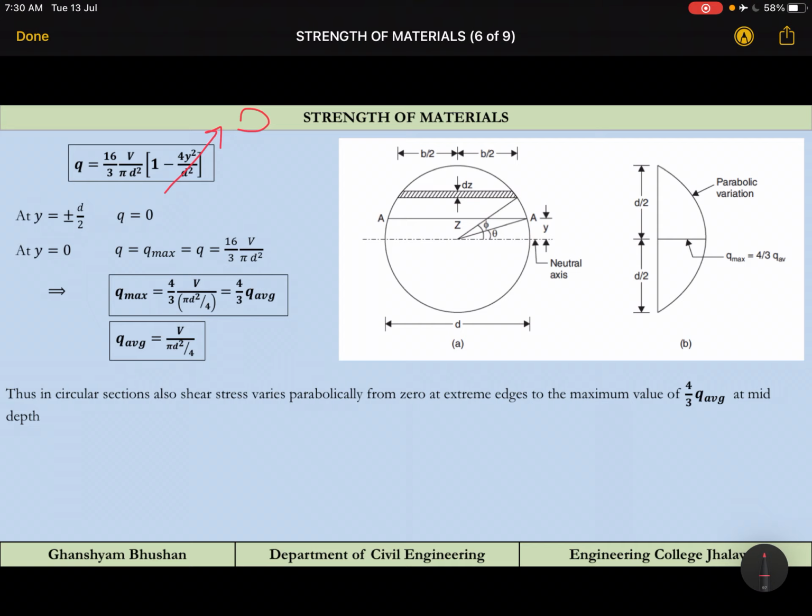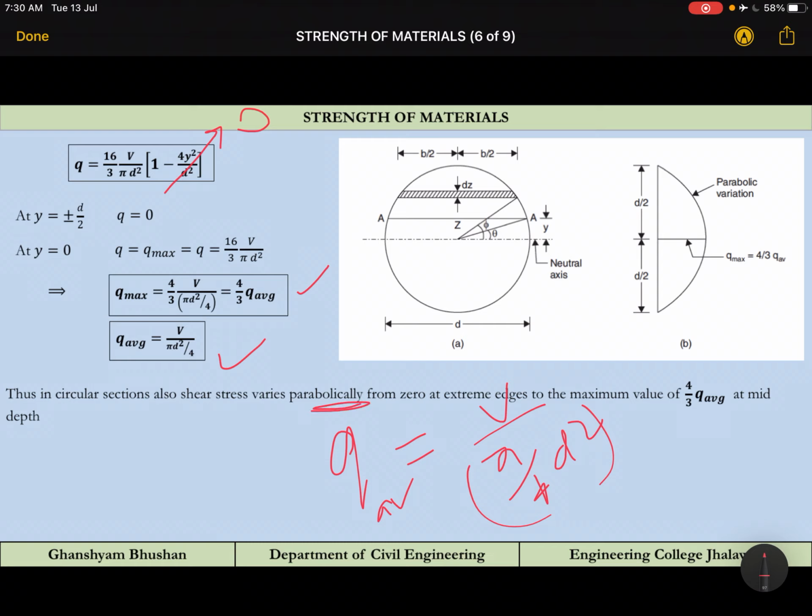So here what will be the q average? q average will be V upon area, which is pi by 4 into d square. So you can see here it is V by pi d square by 4. That means if you convert q max in terms of q average, it is coming out to be 4 by 3 q average. Very simple mathematics is there. So in the circular section also shear stress varies parabolically from 0 at extreme edge to the maximum value of 4 by 3 q average at mid depth. So this is the variation.